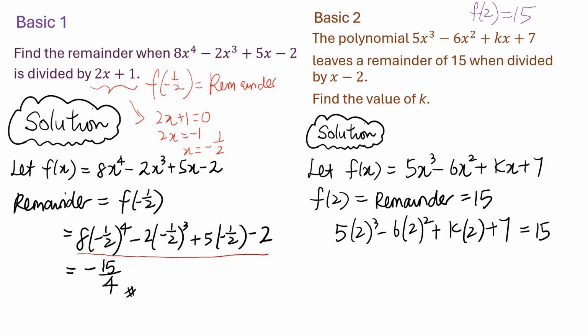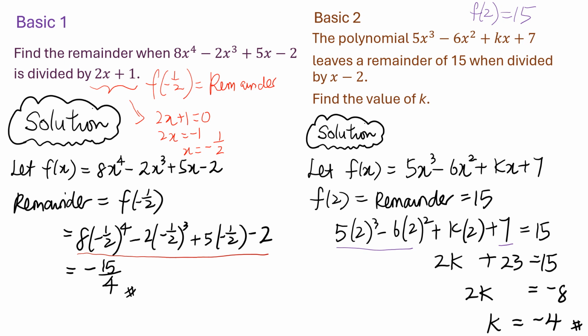And then you can use a calculator to simplify this and this. That will give you 2k plus 23 equals to 15. You minus 23 on both sides. That will give you 2k equals to negative 8 and k equals to negative 4.